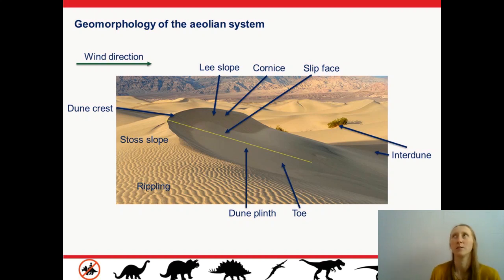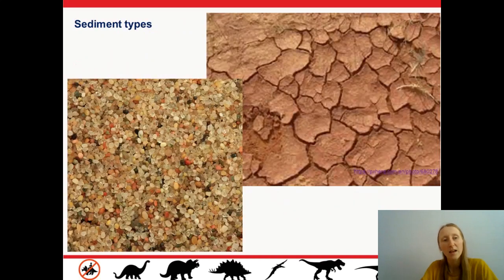To give you some idea of migration of the dune system, currently in the Sahara Desert, dunes are moving around 10 centimeters per year. In terms of sediment types, these are the different types that we get. We basically get aeolian sediment, looks like millet seeds. It's all kind of fine to medium grained, it's well rounded, and it's generally moderately to low spherical, the grains, so kind of how circular they are.